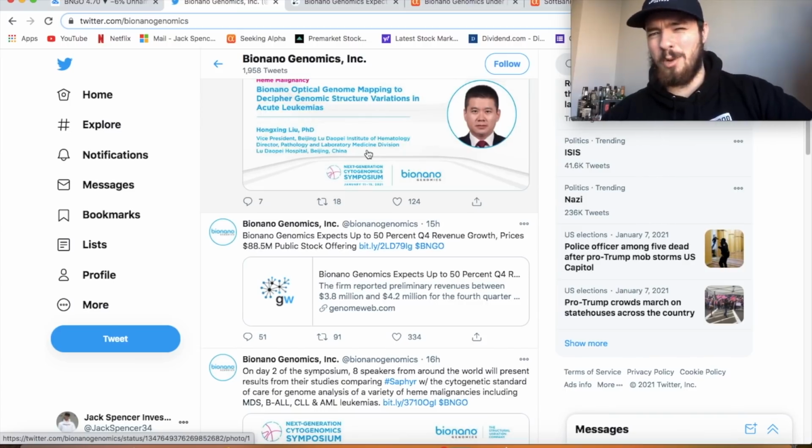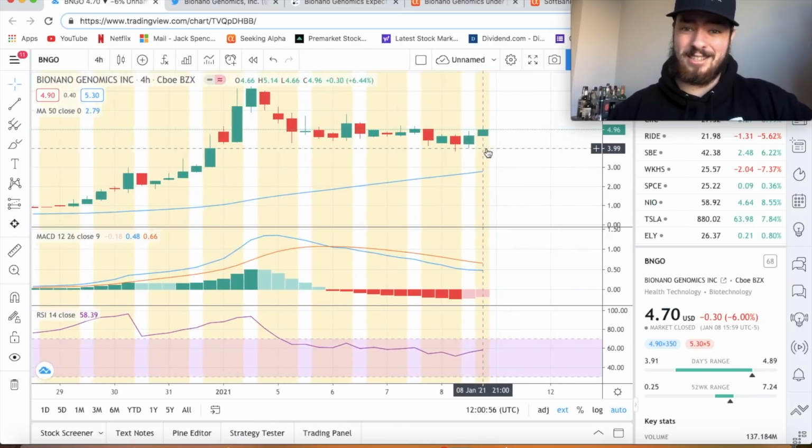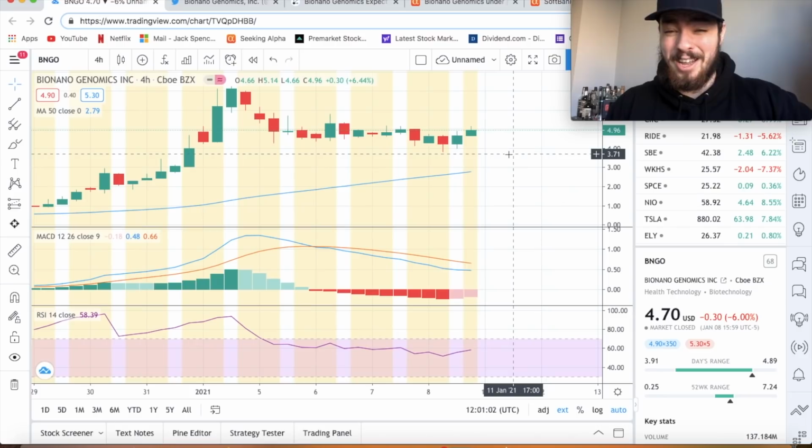And I think that's why we found out about this offering yesterday, because they knew they were going to be coming out with some good news or potential good news today. And as I said, the market really did like this. There was a big push. They were trading sub $4 for a while just yesterday, and they closed today at nearly $5.